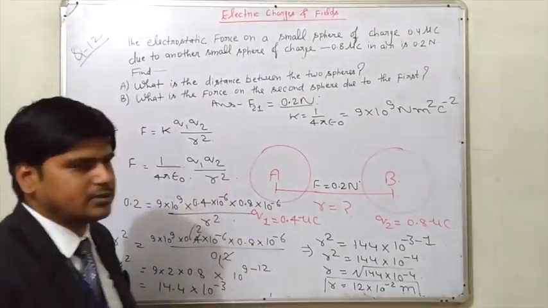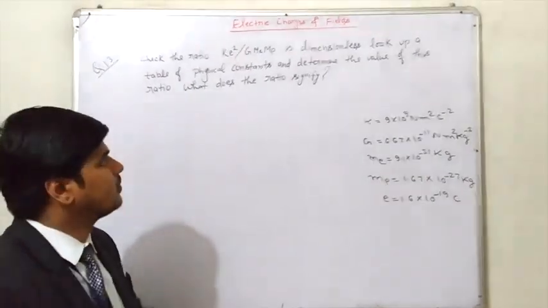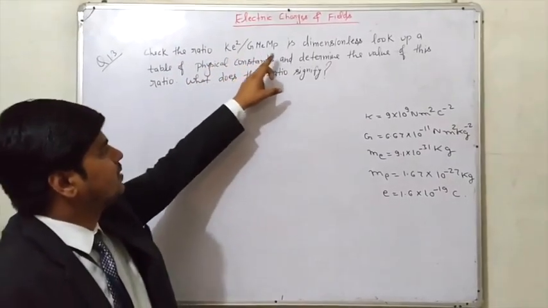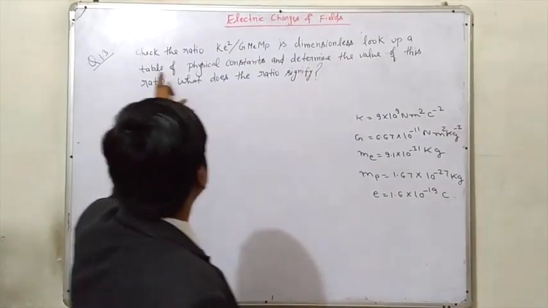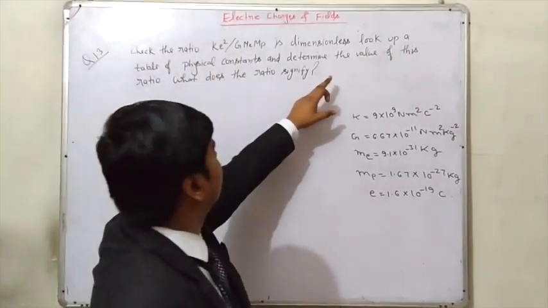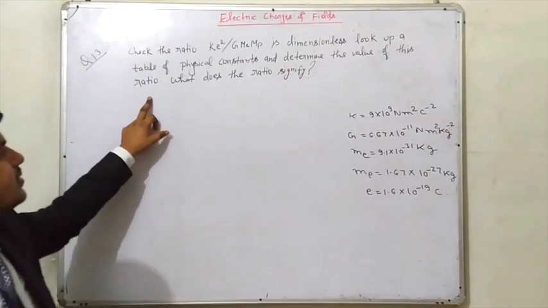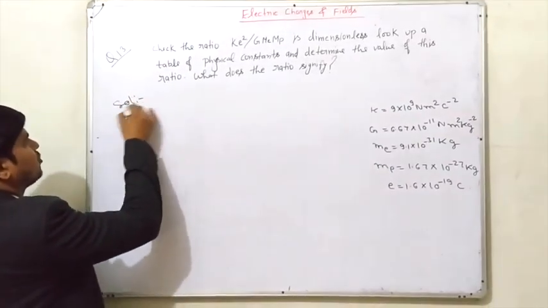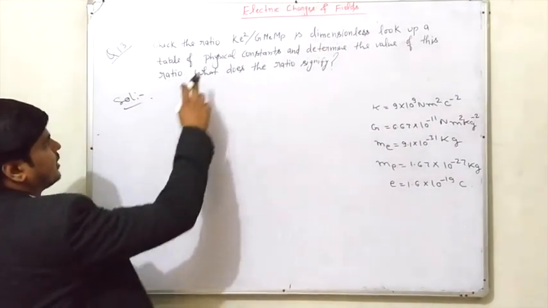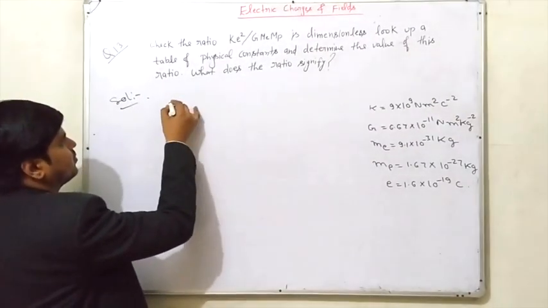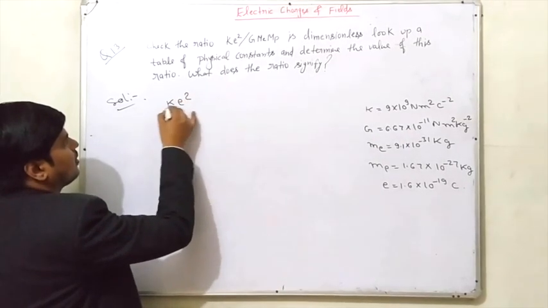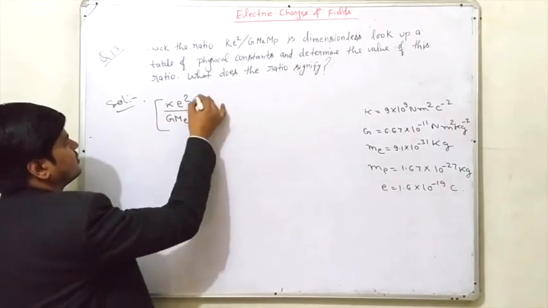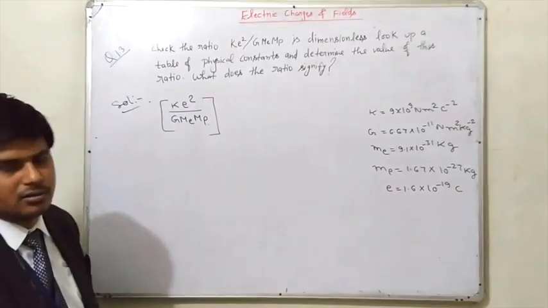Okay, then we take the next example. Students, check the ratio k e square upon G me mp is dimensionless. Look up a table of physical constants and determine the value of this ratio. What does the ratio signify? This question asks whether this ratio, k e square upon G me mp, is dimensionless or not.